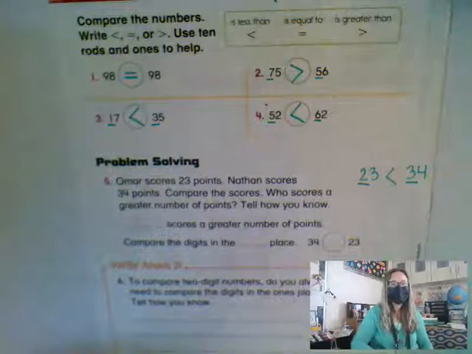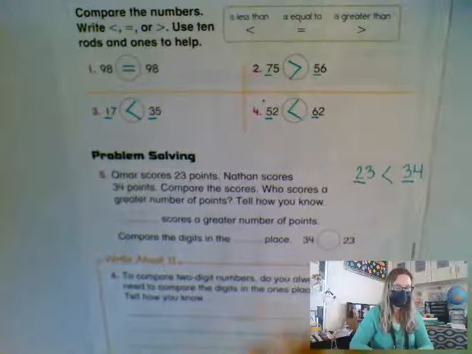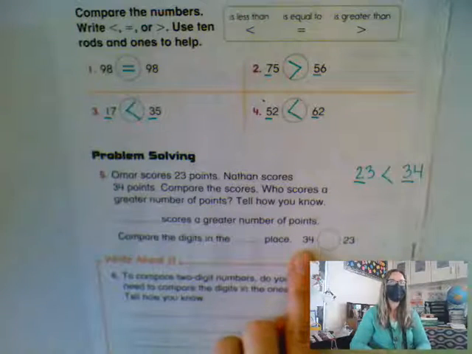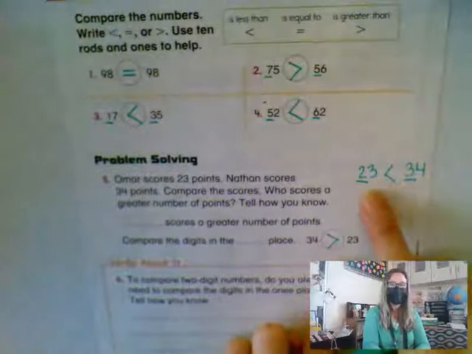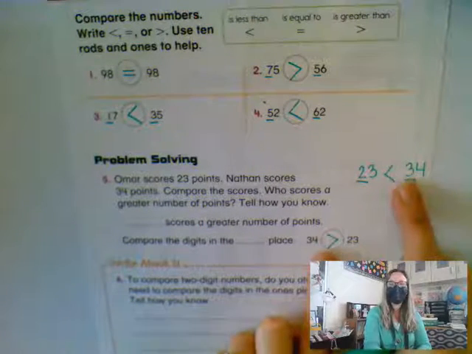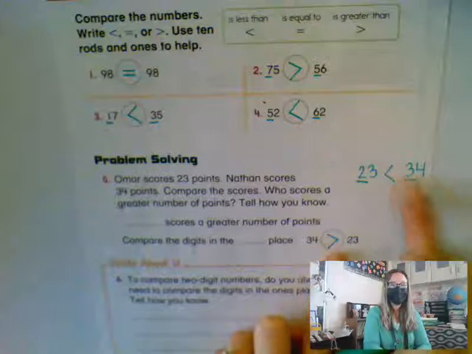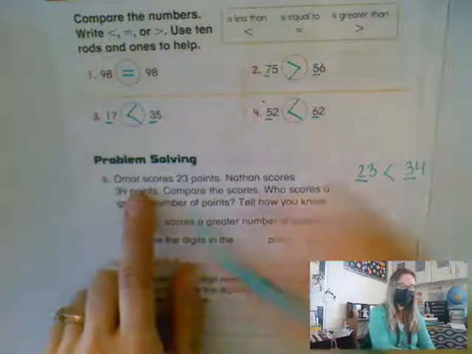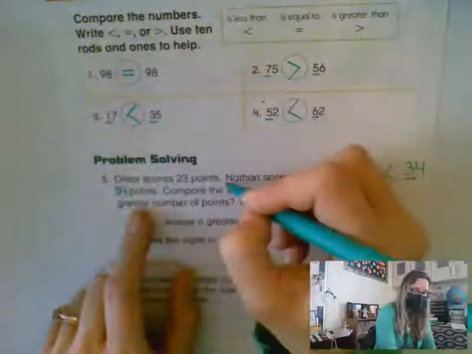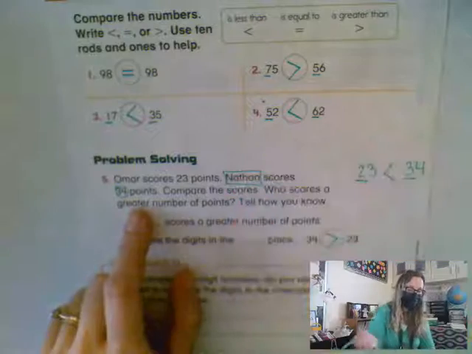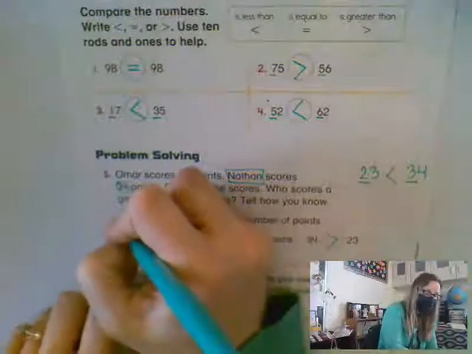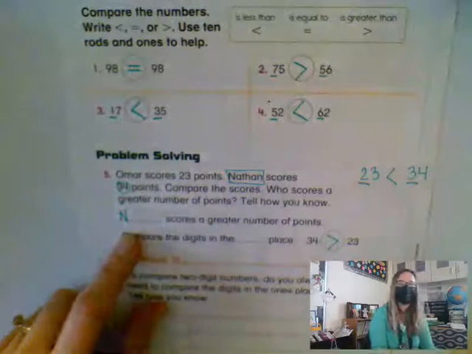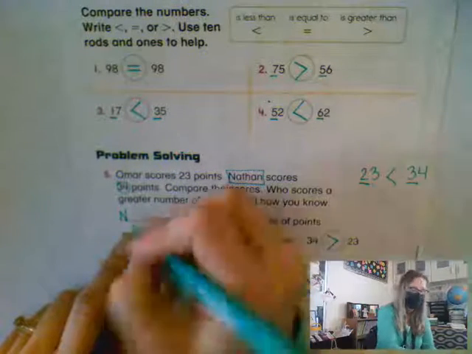Now, down here, they put the 34 on this side. So now Allie needs to go that way. Do you see how I flip-flopped them? Allie always eats the bigger number. So the one who scored 34 points, right here, Nathan, scored the greater number of points. So on this line, we're going to write Nathan. Capital N, because it's the first letter of his name.